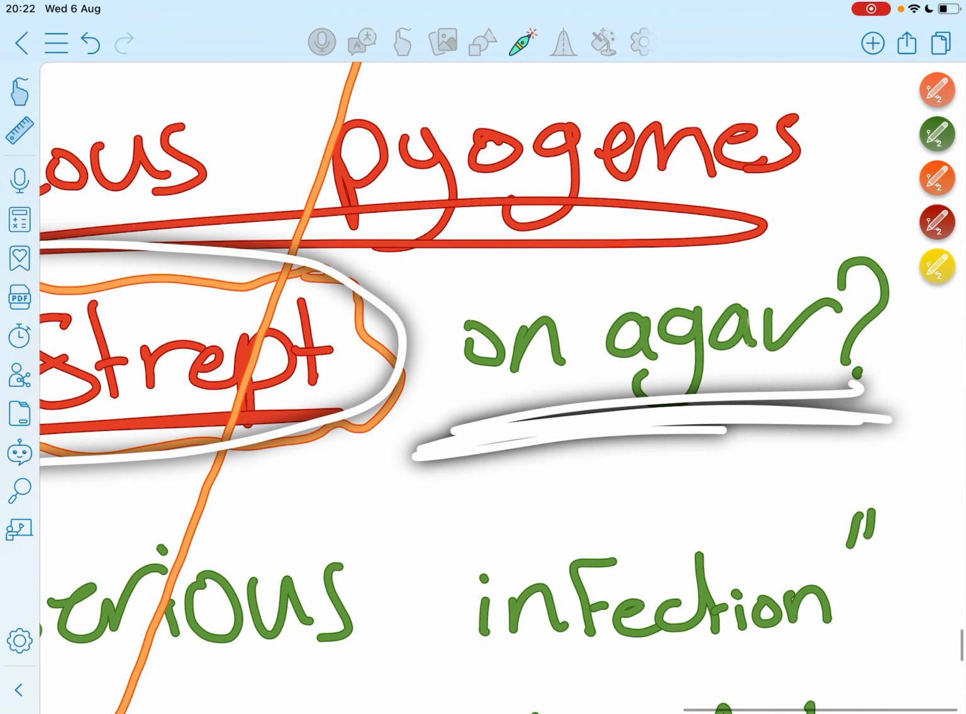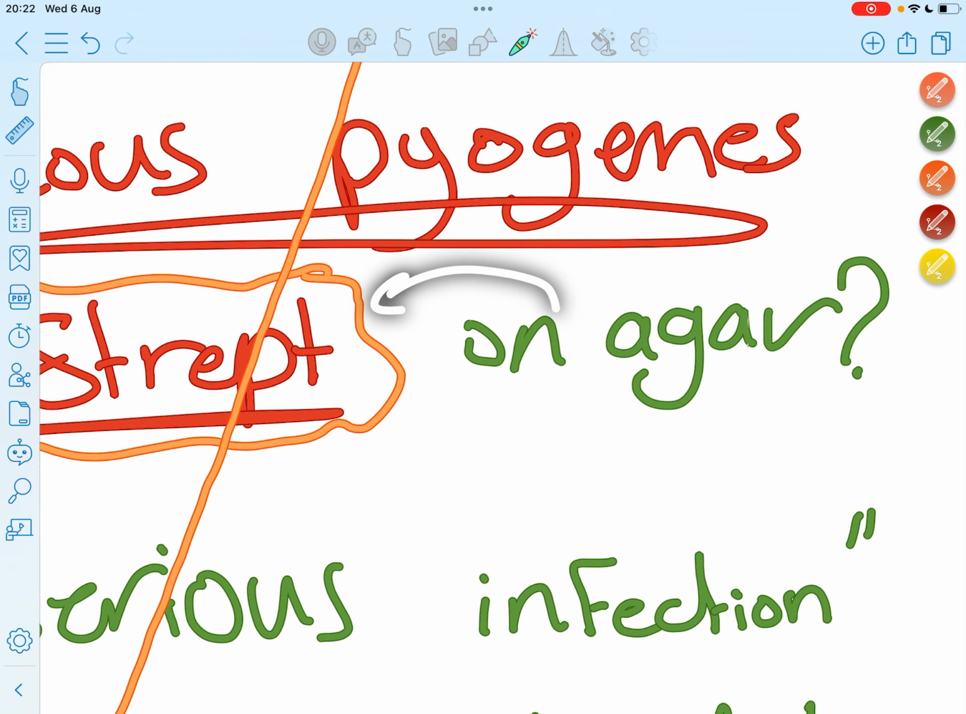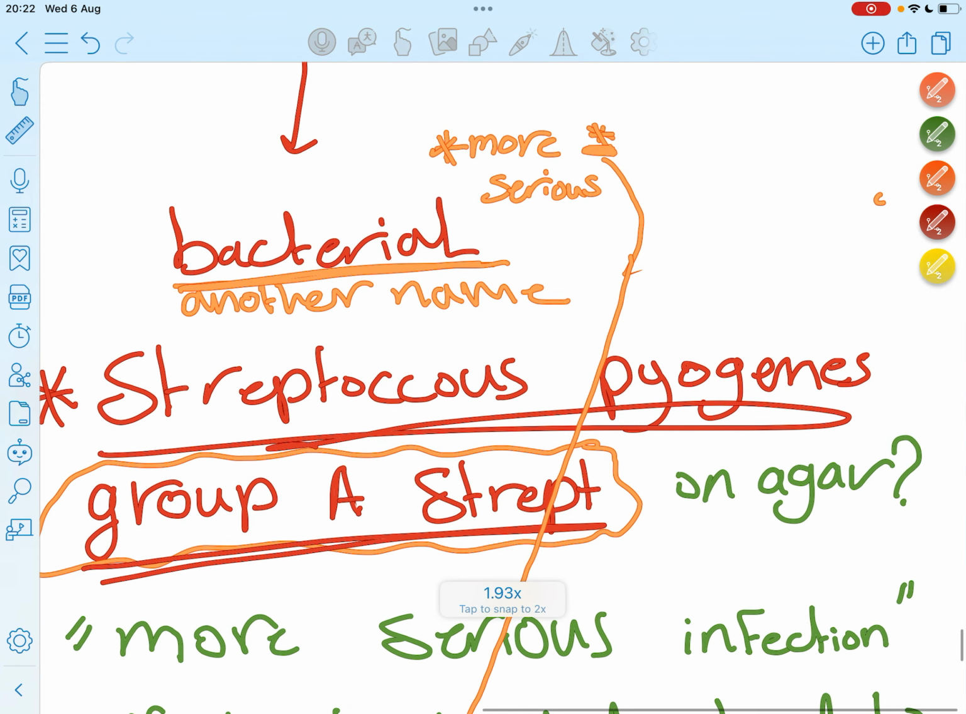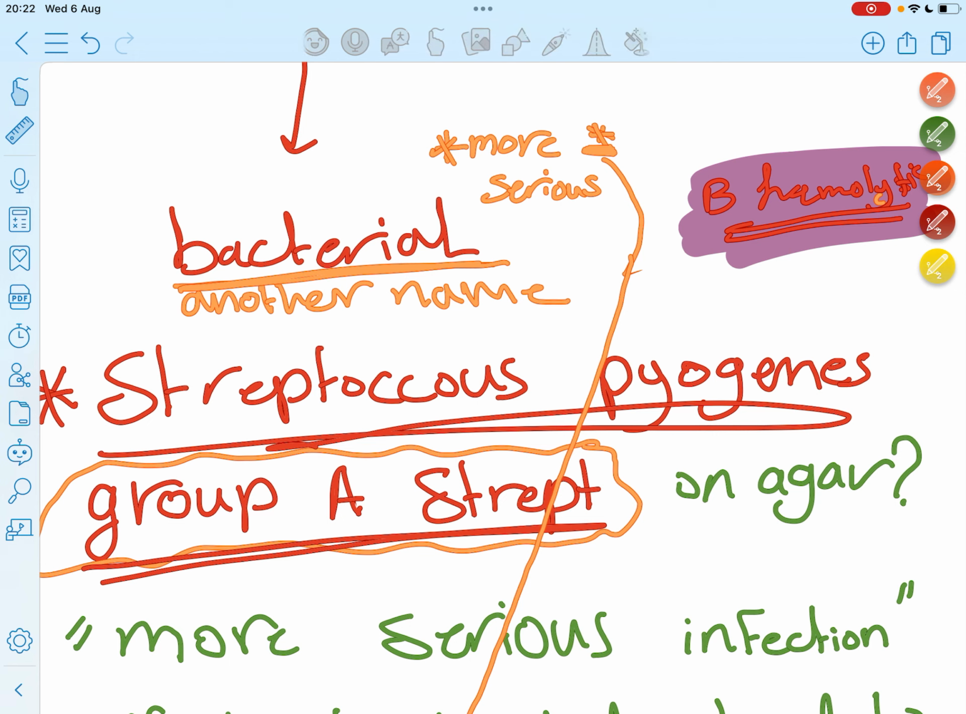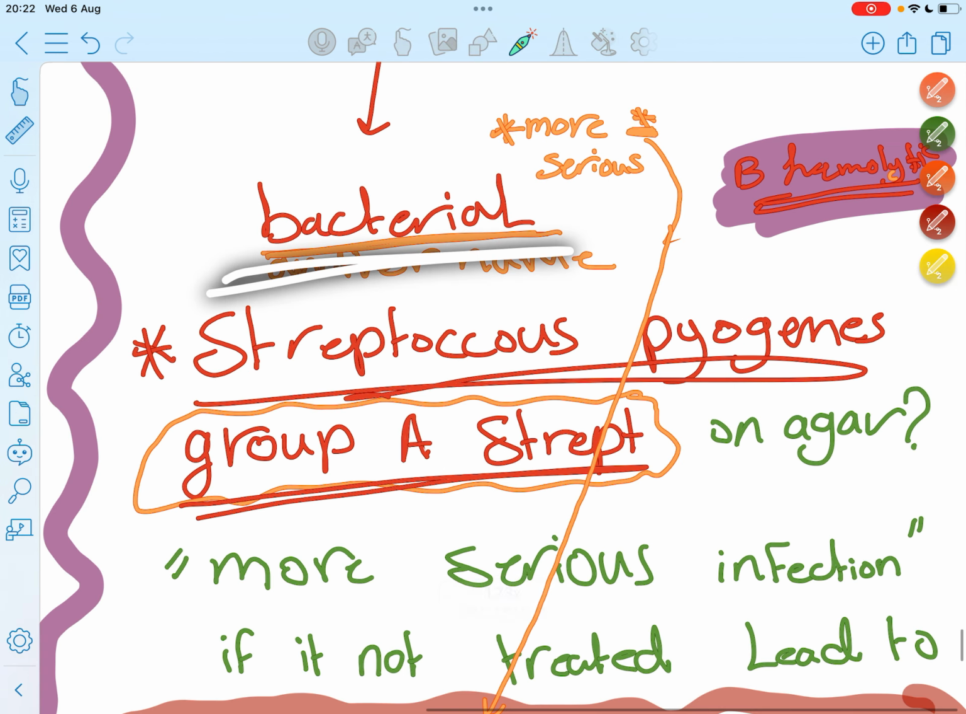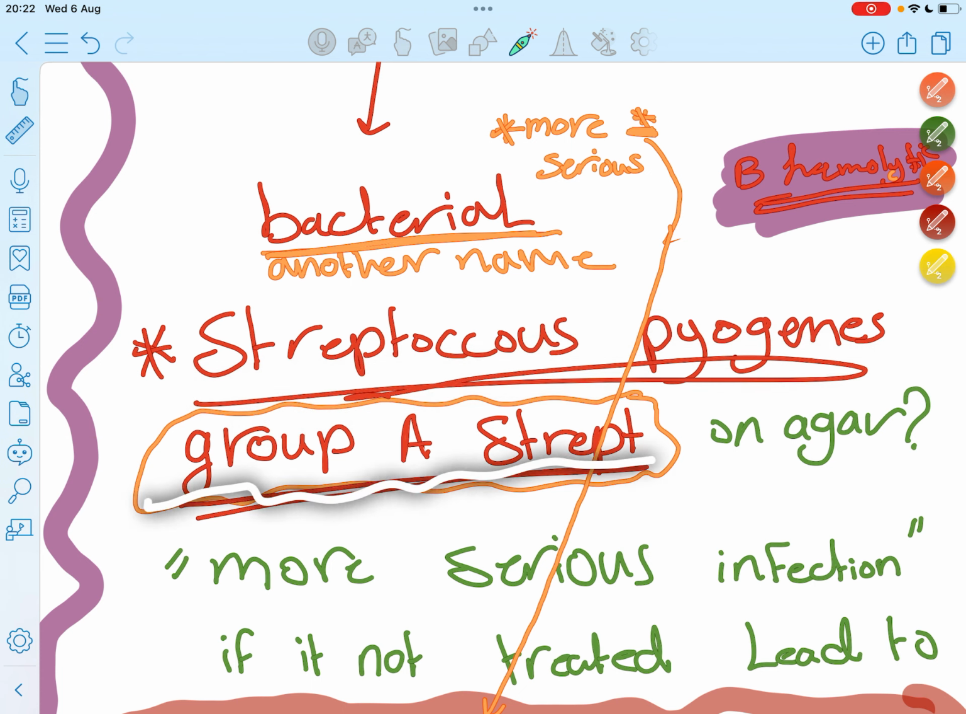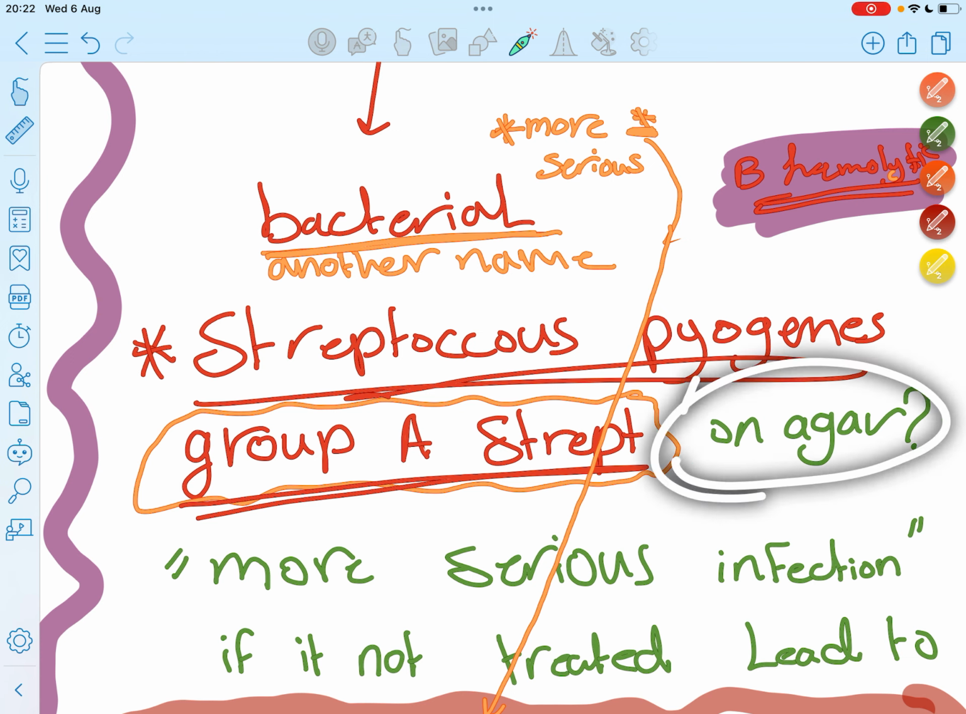On agar, we should know that Group A Strepto makes beta-hemolysis. So if we put this bacterium on agar, it will make this appearance, and we call it beta-hemolytic. Let's repeat it because this is important information. What is the pathogen that causes bacterial pharyngitis? It's Streptococcus pyogenes, and this is the most common. It's also called Group A Strepto, and on agar it shows beta-hemolysis.